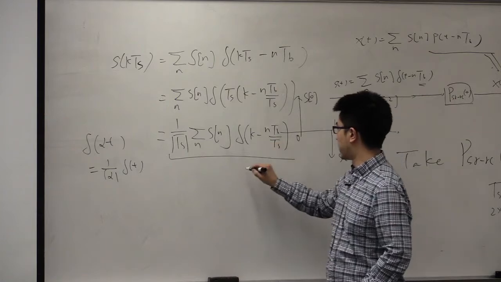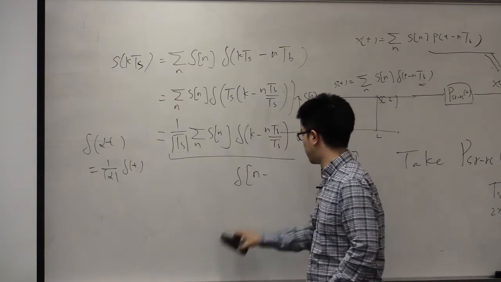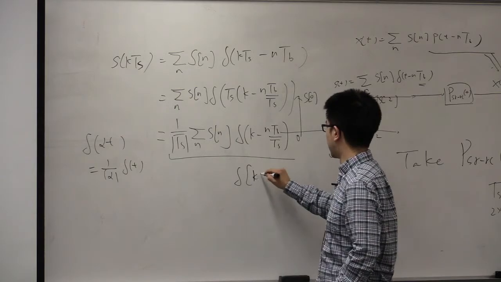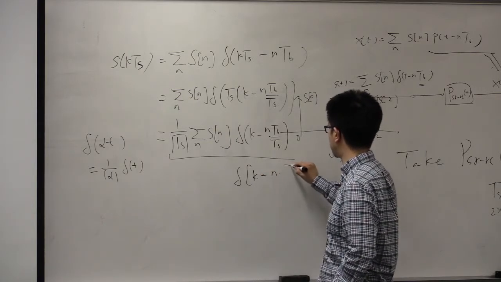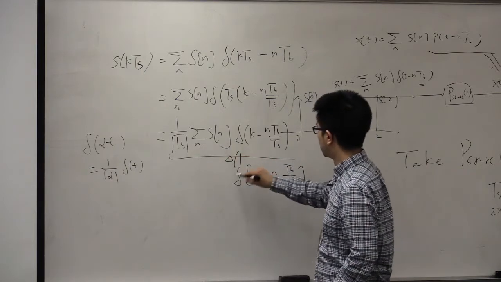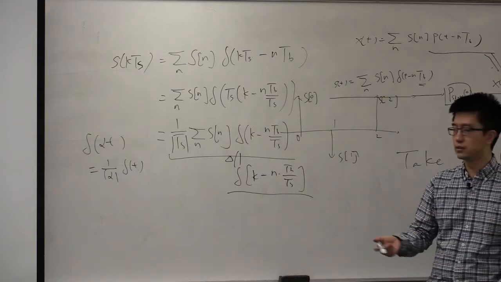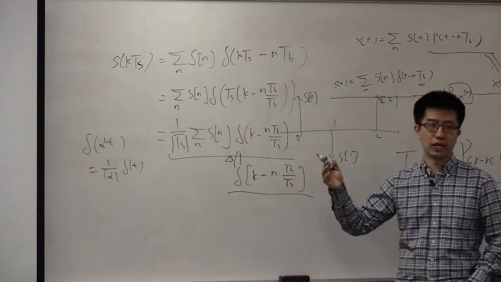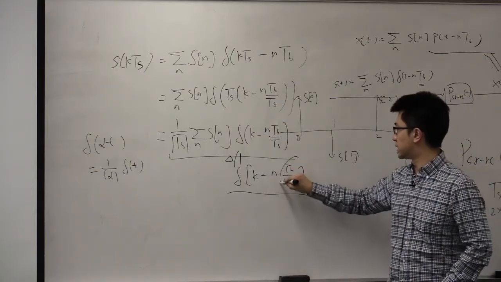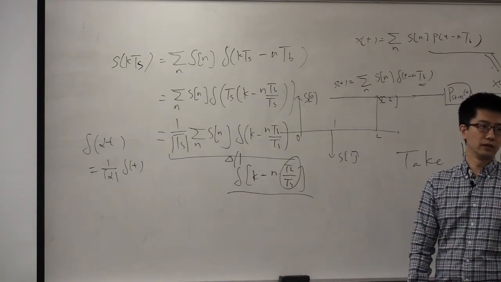So let's say we write k minus n times TB over TS, and we denote it like that. The requirement is that everything has to be an integer, so we just need to make sure this ratio is an integer. And then we're fine, right?